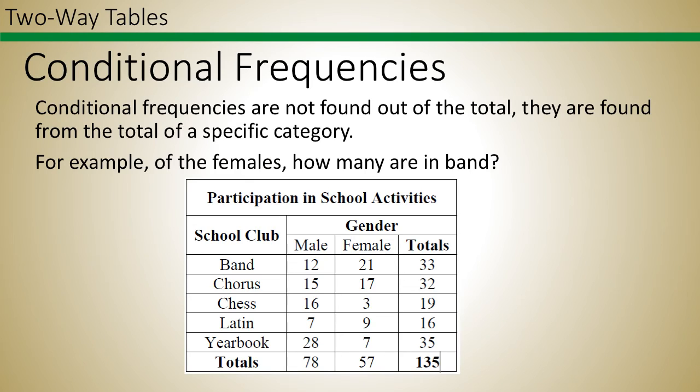We're also going to do conditional probabilities. Conditional frequencies are not found out of the total. They are found from the total of a specific category. For example, of the females, how many of them are in the band? If I only look at the females, how many of the females are in the band? There are 21. So 21 out of the 57 females are in the band.